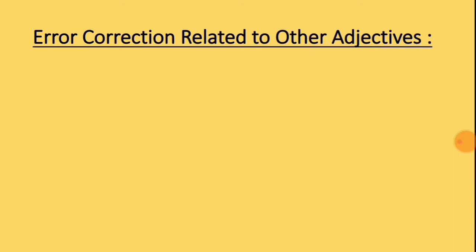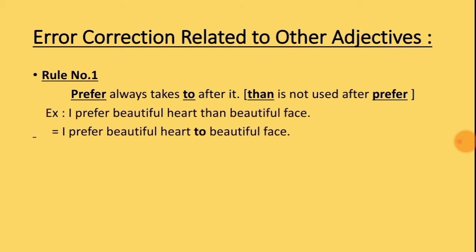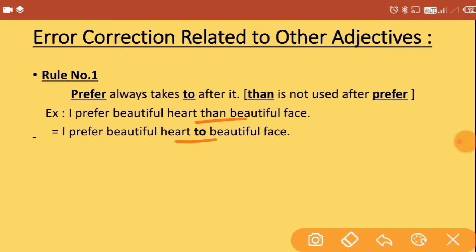Next, error correction related to other adjectives. Rule number 1, prefer always takes to after it. Than is not used after prefer. Look at the example. It will be prefer to, not than.